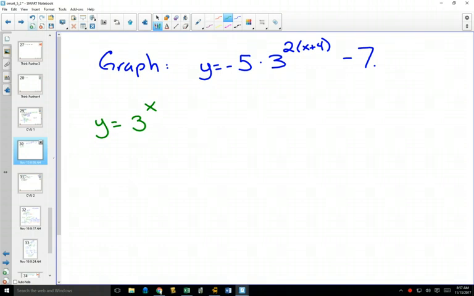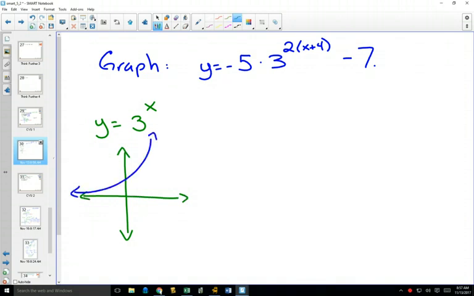And since we've done a bunch of these graphs already today, by now I'm hoping you can quickly sketch this one and be able to say, I know it goes through (0, 1) and (1, 3), and I know it has an asymptote here at 0. And we can draw a very quick sketch of that parent graph off to the side. Because what we're going to take from that parent graph are my two points, (0, 1) and (1, 3), and my asymptote at y equals 0. And now I have to figure out, where do those points go?